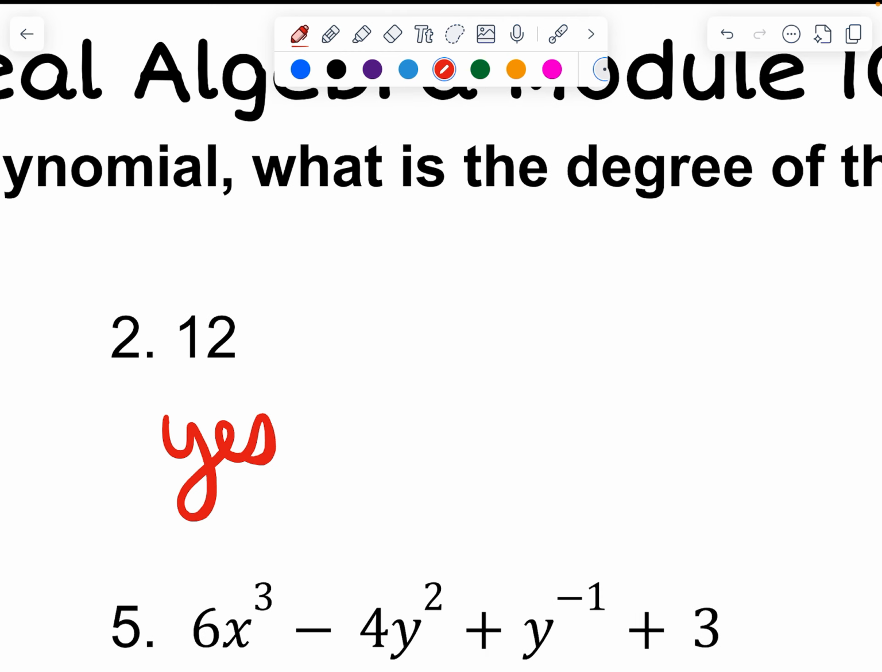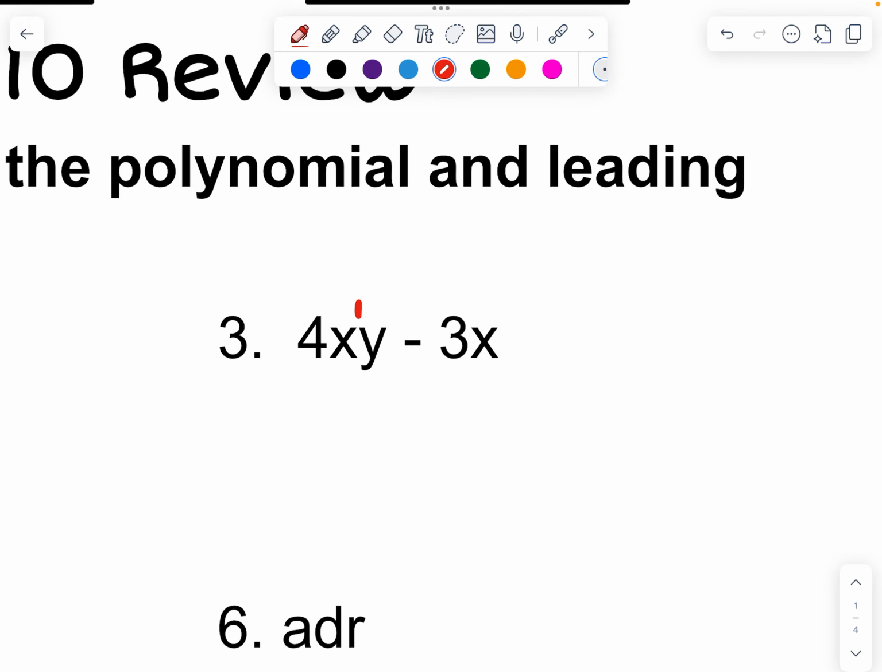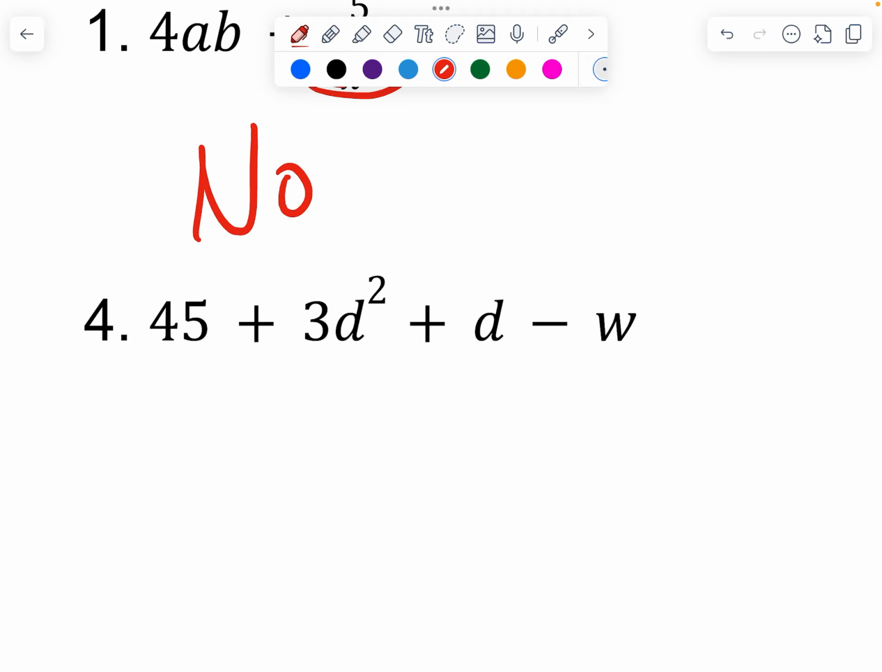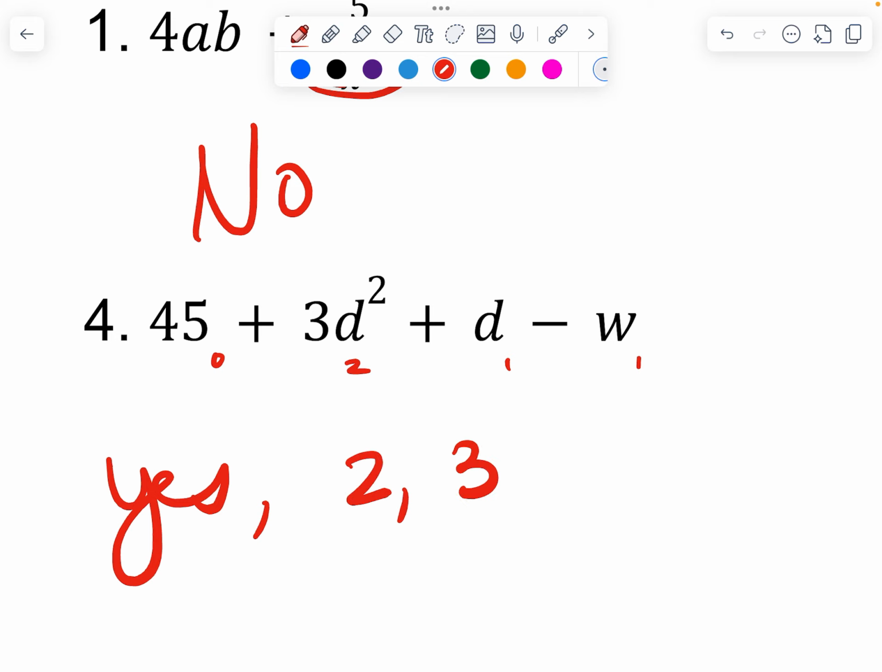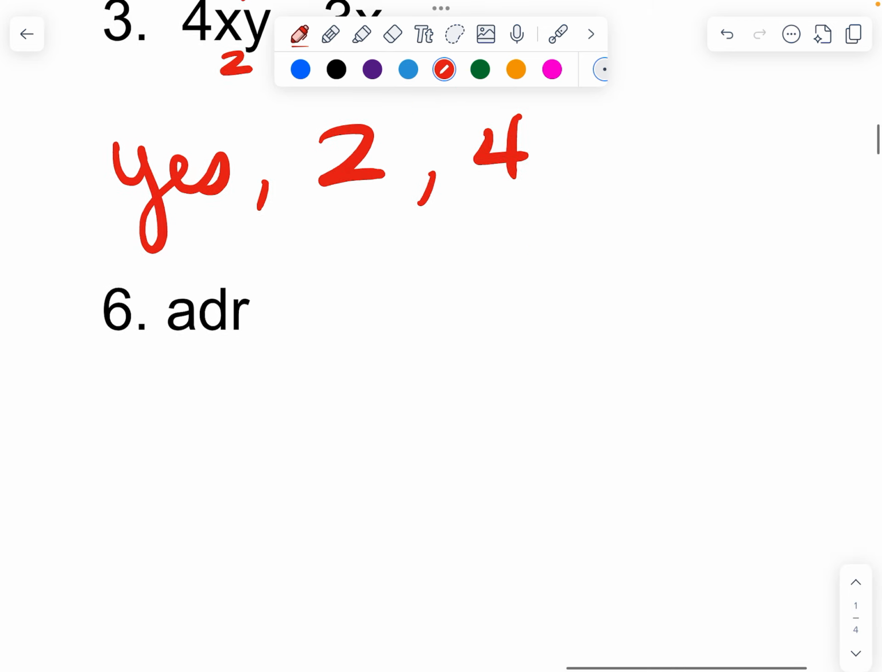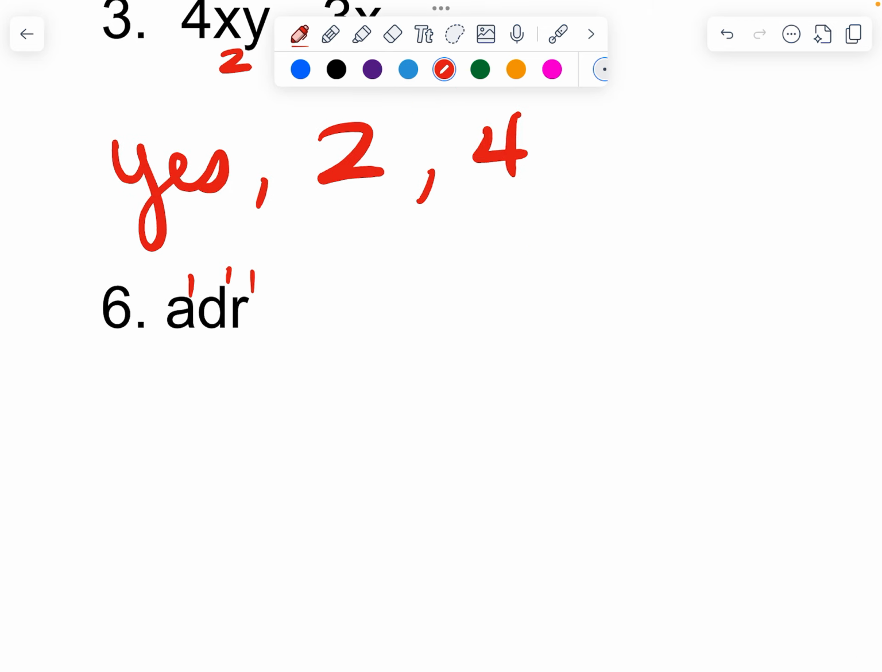It can be a monomial that is just a number that has a 0 degree, and the leading coefficient is 12. This one, this is 1, so this is 2. So this is yes, a degree of 2, and the leading coefficient is 4. This one, this has a 0, this has a 2, this has a 1, and this has a 1. So, yes, 2, and 3. The fact that this says -1, this is no. This one, 1 plus 1 plus 1, that's a yes, that's 3, and there's a 1.